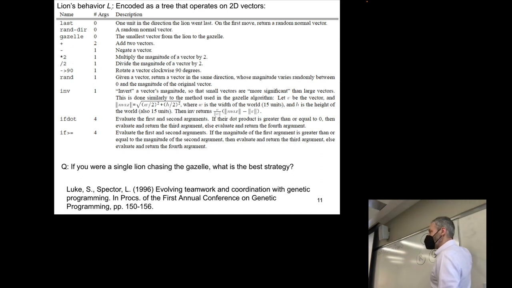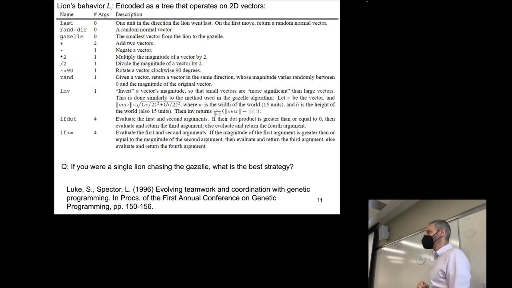Each of the four lions at every time step is going to perform this computation. So for the vector operations, we visit R, which gives us back a random normal vector, and we sum it with the vector that connects that lion to the gazelle with the shortest path. All four lions perform this.